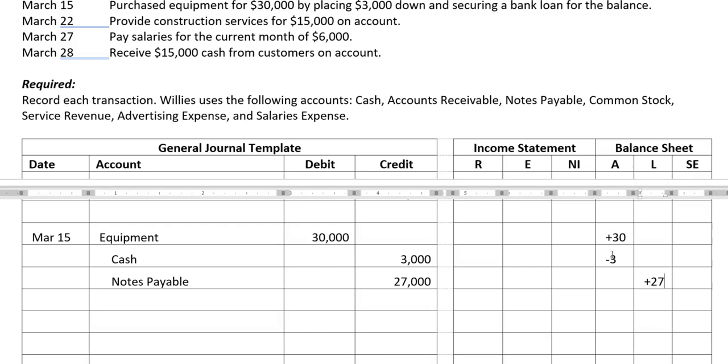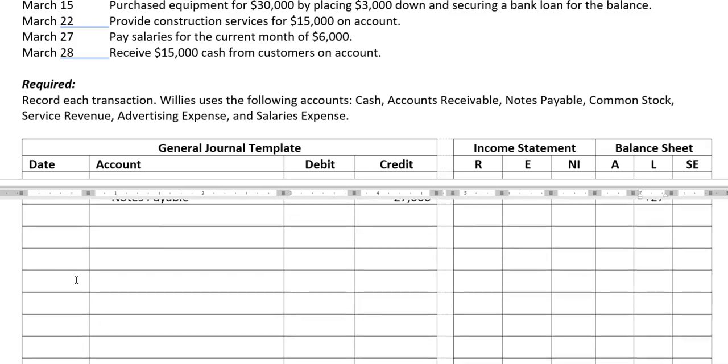Our change in assets is 27 on the left side of the equation, which equals liabilities and equity, again going up by 27. So the net impact is equal. We just have more than two accounts being involved there. Very good. All right, moving on.